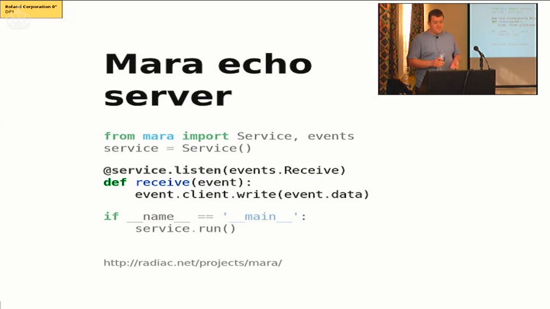So for a real world example, this is an echo server using Mara, a networking library I wrote. Mara uses decorators to register event handlers. So here we have a receive function. It receives an event object and then writes the data in the event object back to the same client, and this function is registered with the Mara server by using the listen decorator, which effectively just says listen for a receive event and then pass it into this function. It was about as simple and as clear as I figured you could make a networking library, but it does come at a cost.